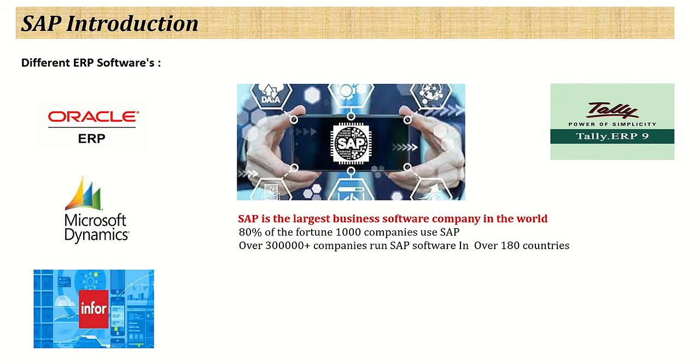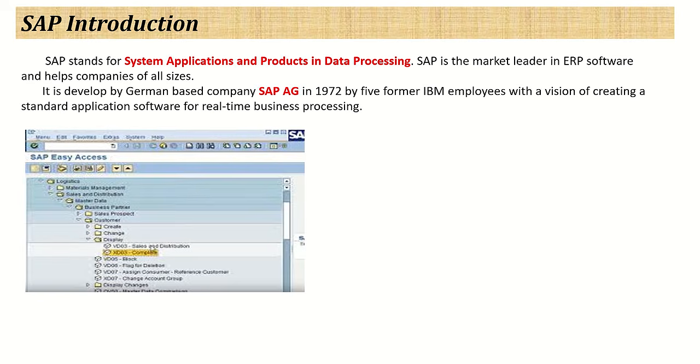Okay, so in the business software, SAP is the leading provider. So let's see some detail of this SAP product. So here SAP stands for System Application and Product in Data Processing. As I explained, SAP is a market leader in the ERP software. SAP is developed by the German-based company SAP AG, which was founded in 1972 by 5 former IBM employees.